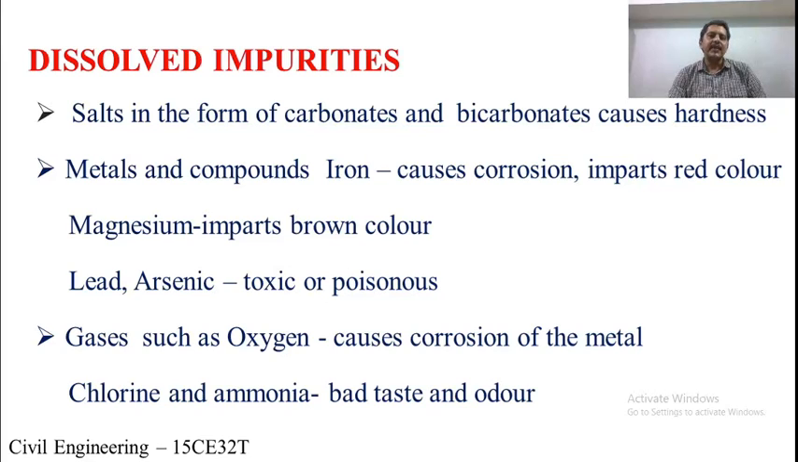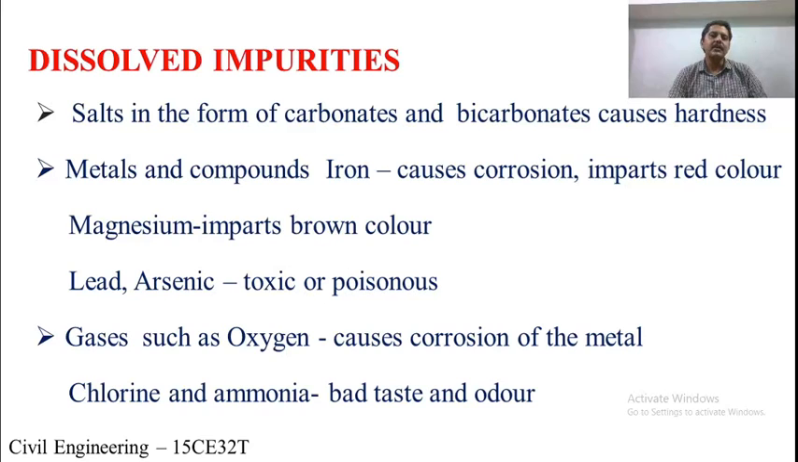So if metals and compounds, if iron is present in the water, it causes corrosion and imparts red color. So iron imparts red color to the water. If magnesium is present in the water, it imparts brown color to the water. If lead and arsenic are present in the water, they are highly toxic or poisonous, so they should not be present in the water. So some metals and compounds like these forms may exist in the water in the dissolved form.